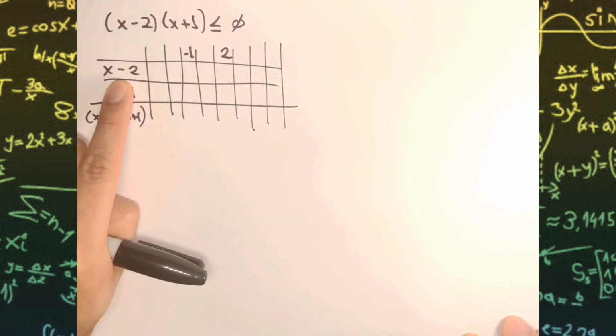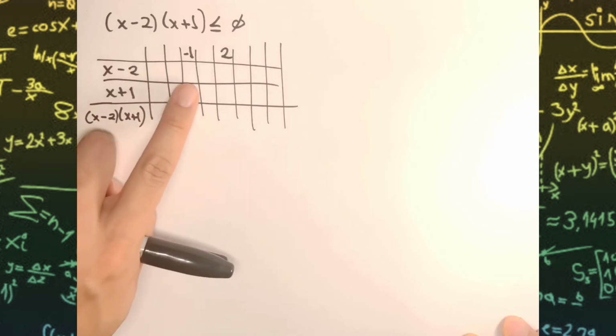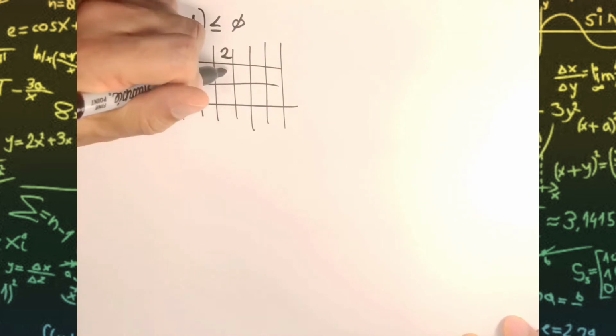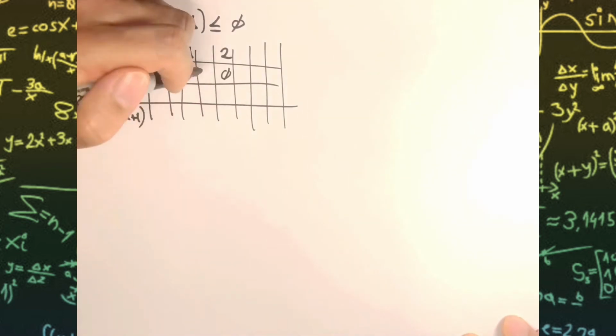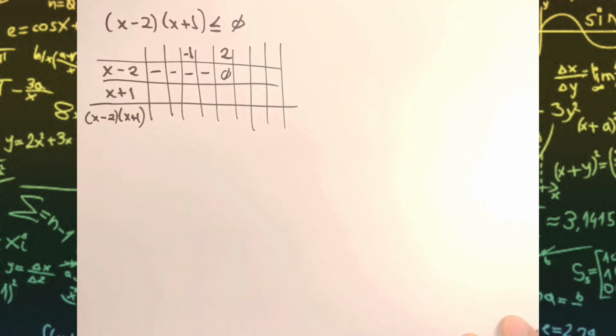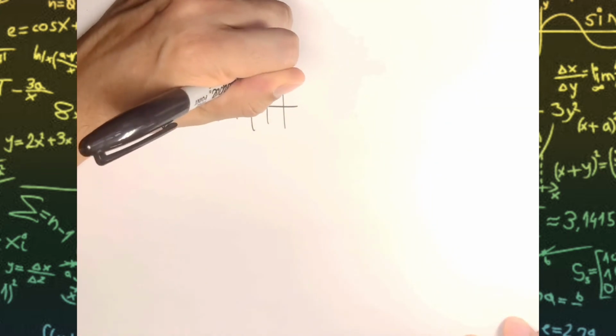So when is x minus 2 positive? When is it negative? When is it 0? Well, x minus 2 is 0 when we do the factor 2. Anything that is left of it is going to be negative, because if we were to put minus 1, minus 2, minus 3, minus 4, minus 6, and so forth.